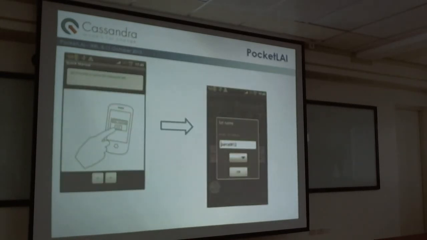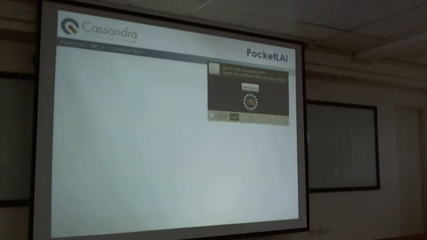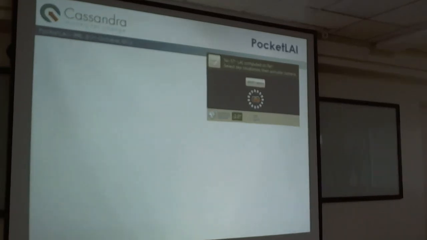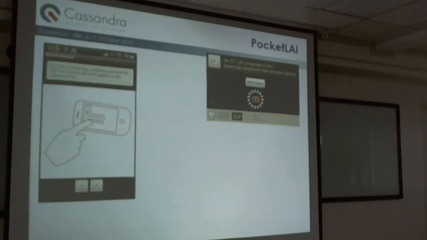And then the next step is to provide a name. In this way, parcel number 12. And then after this, you get in the measuring mode. So you have to turn the telephone the horizontal way, and the next step is to select the proper sky conditions. You have to give the information to the application if the sky is fully cloudy, clear, or mixed.